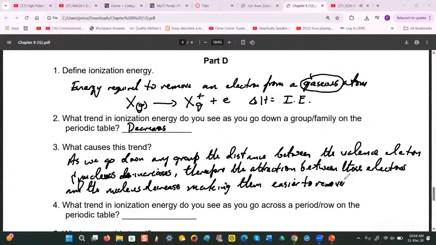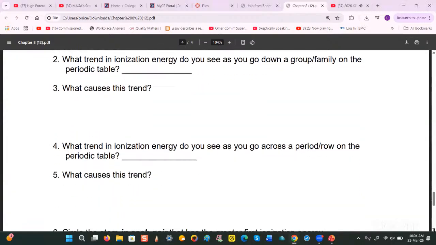Okay, any questions about this? Any questions about this? Any questions? Okay, let me clear this and scroll down to question number 4.